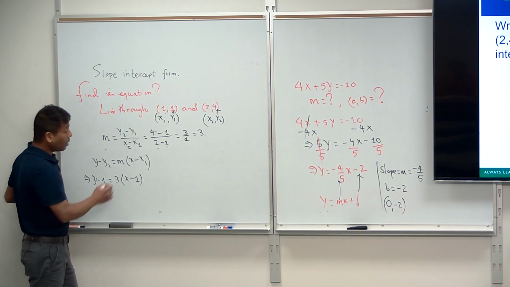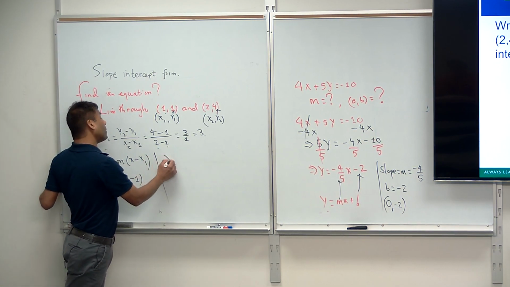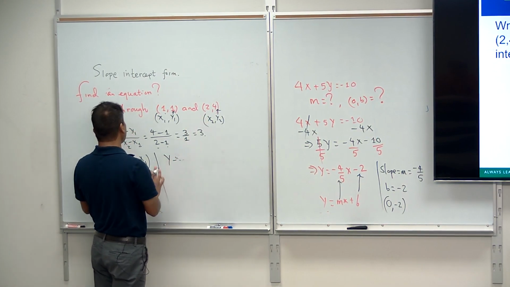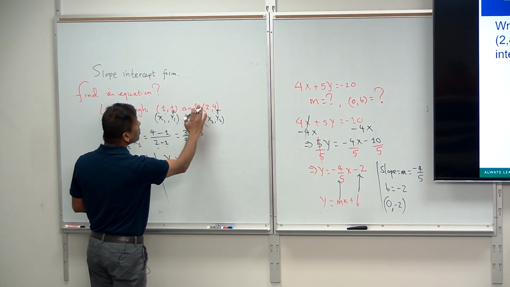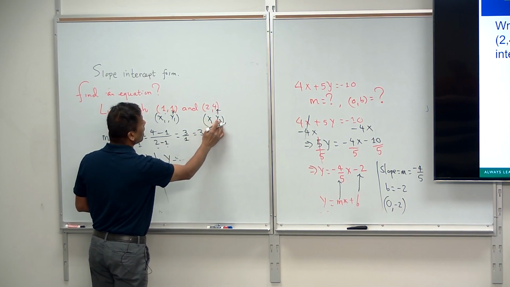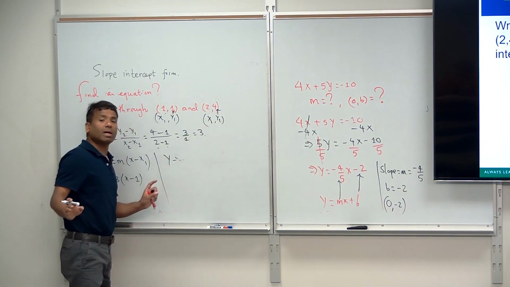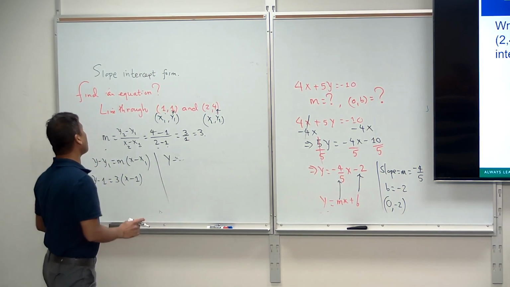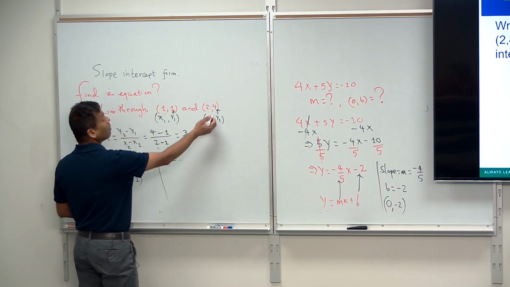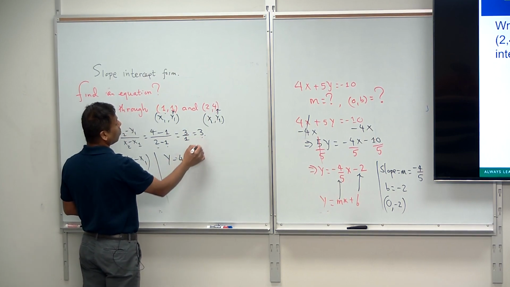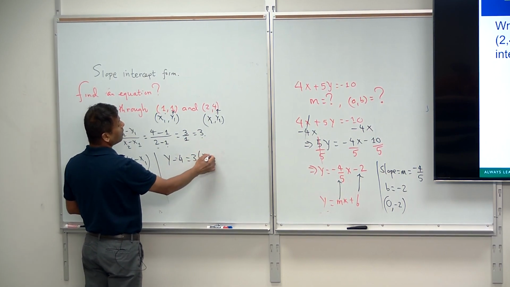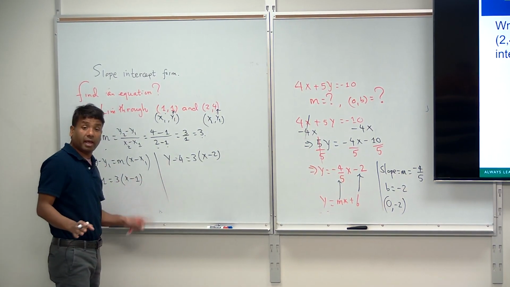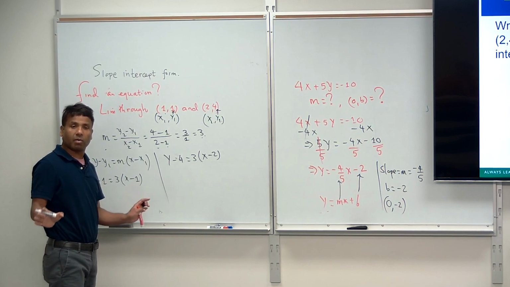If I consider the other point as (x1, y1), you will end up with the same equation. So y minus y1, which is 4, equals the slope, 3, times x minus x1, which is 2. Both will give the same equation.